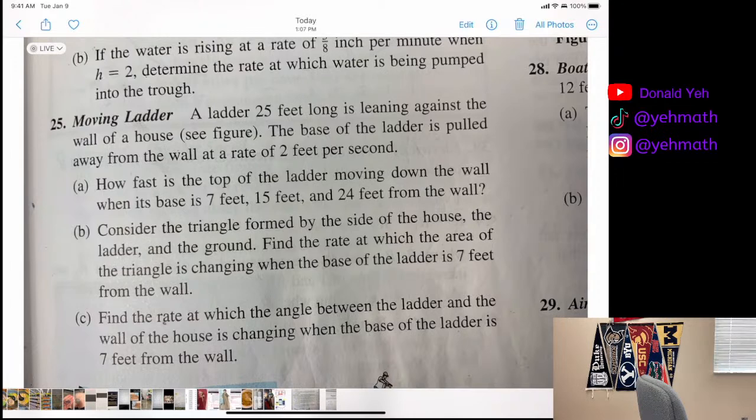The second understanding is what kind of relationship they have. Let's look at this question. A 25 foot ladder is leaning against the wall of a house. The base of the ladder is pulling away from the wall at a rate of 2 feet per second. First of all, you have to figure out what kind of relationship is being talked about for part A. Second, you need to understand that the ladder is 25 feet. Now, what does that have to do with the problem? It's actually very important.